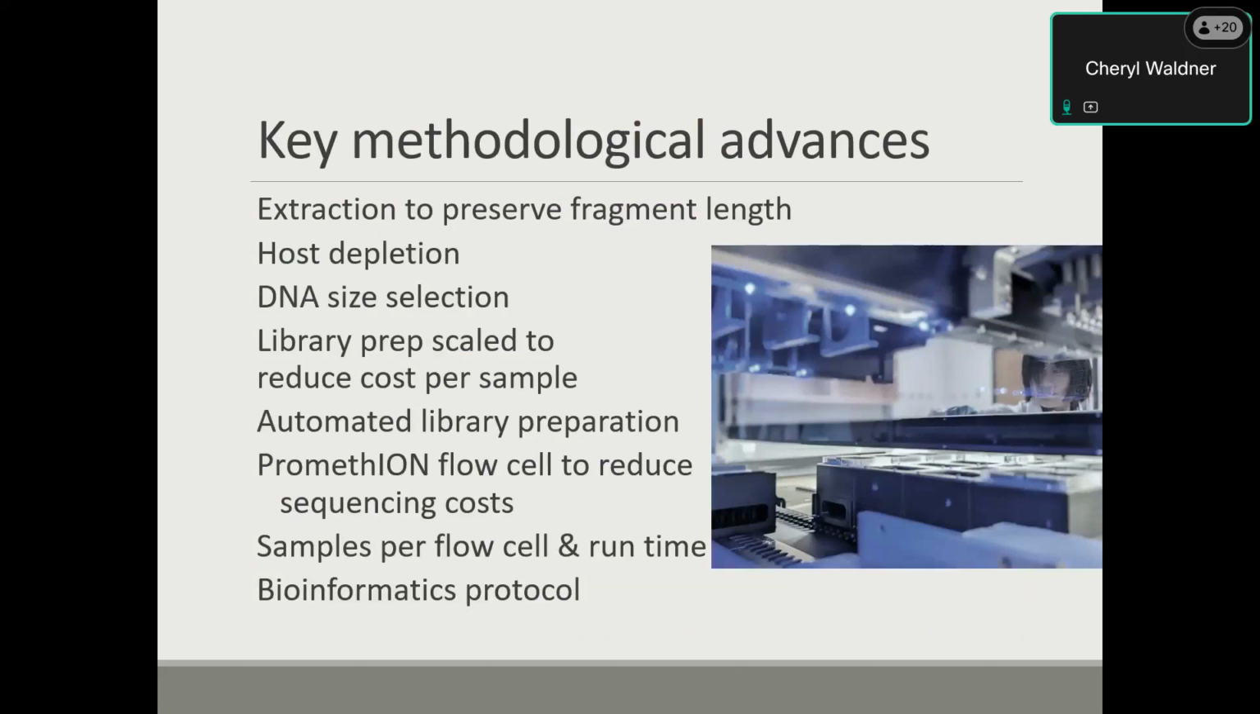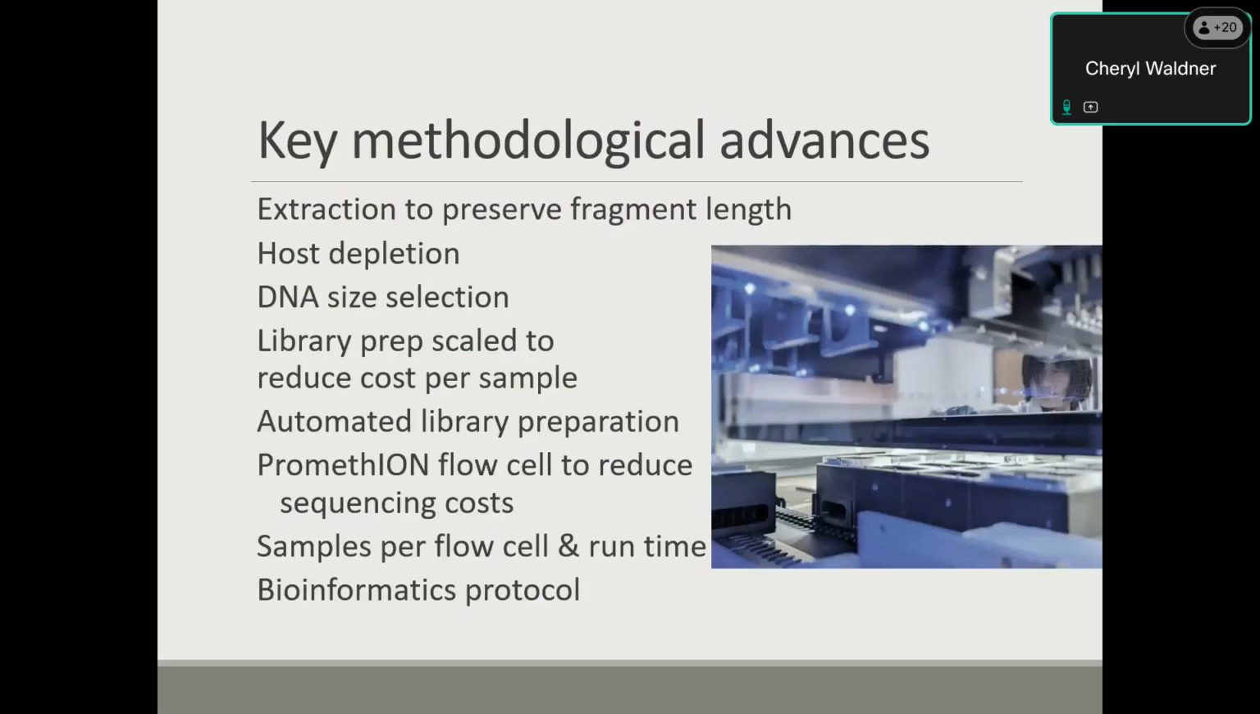Well, we figured out a way to extract the DNA to preserve the fragment length. We figured out a way to deplete the host so we could see what was going on. Now we're up to about 90% bacterial DNA instead of 90% host in a lot of our samples. We use DNA size selection to optimize the samples that we're looking at. We've got a library prep that is scaled and automated in order to reduce the cost.